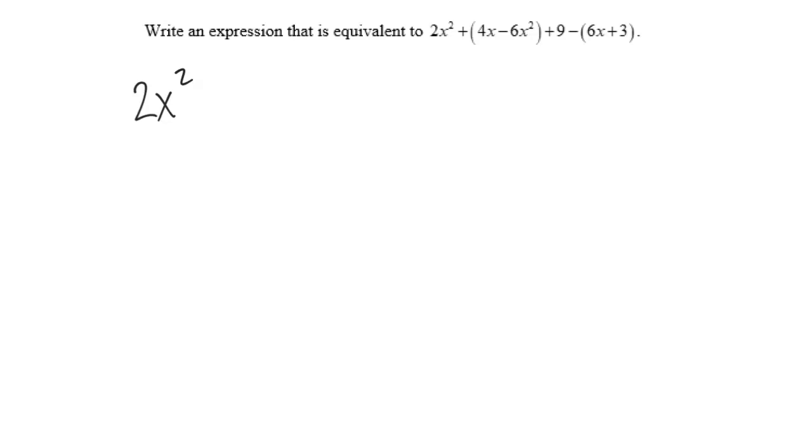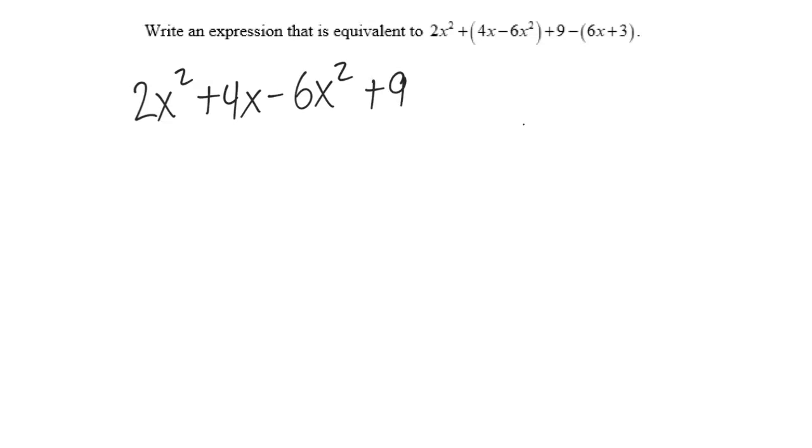Now going to the next term, that is this parentheses right here. But because there's no coefficient in front of this parentheses, and this is a plus sign, it actually turns out that the way this problem is written, these two parentheses are not necessary. And so really all you have to do there is just drop them and write the two terms inside, which is plus 4x minus 6x squared. The next term that you come to is a plus 9, and so that just has to be written down.